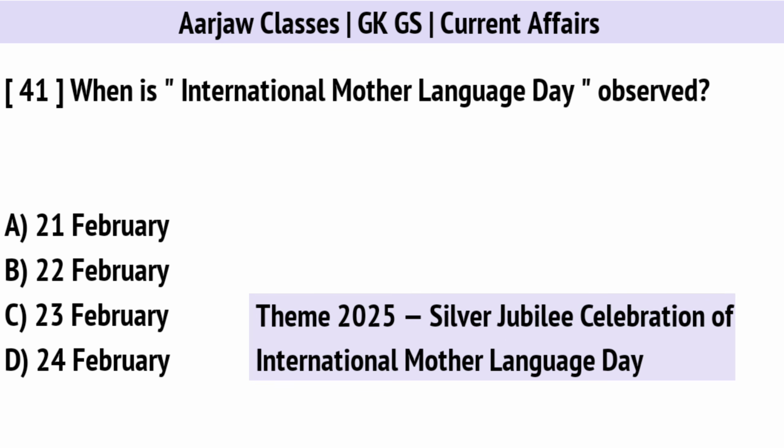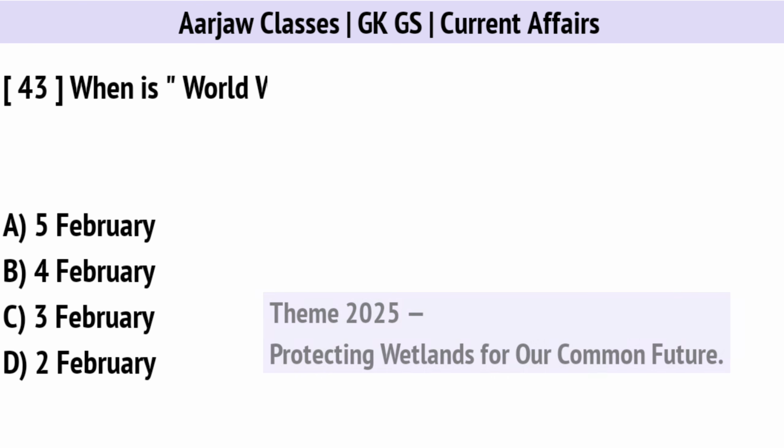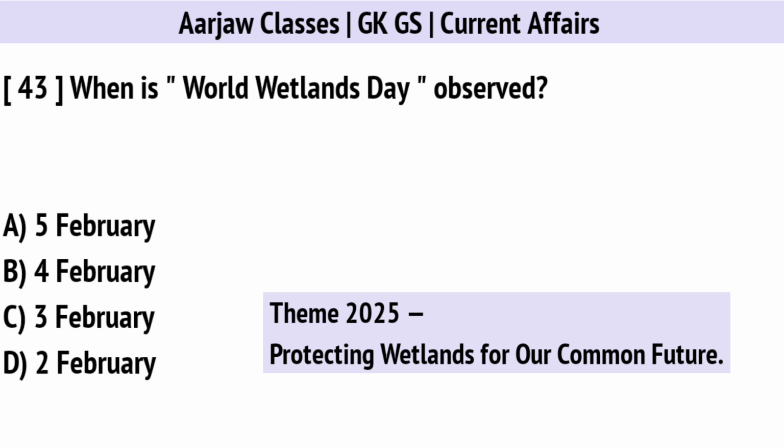When is International Mother Language Day observed? Correct option is A, on 21st February. On which date World Cancer Day observed? Correct option is B, on 4th February. When is World Wetlands Day observed? Correct option is D, on 2nd February.